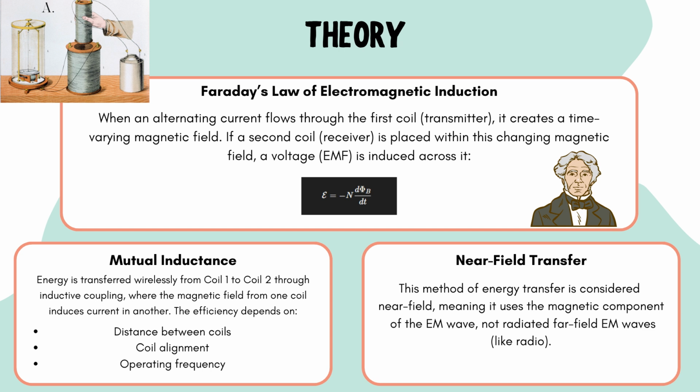The second theory that we apply in this experiment is mutual inductance. Energy is transferred wirelessly from coil 1 to coil 2 through inductive coupling, where the magnetic field from one coil induces current in another. The efficiency depends on the distance between coils, coil alignment, and operating frequencies. And the third theory is near field transfer. This method of energy transfer is considered near field, meaning it uses the magnetic component of the electromagnetic wave, not the far field electromagnetic wave like radio.